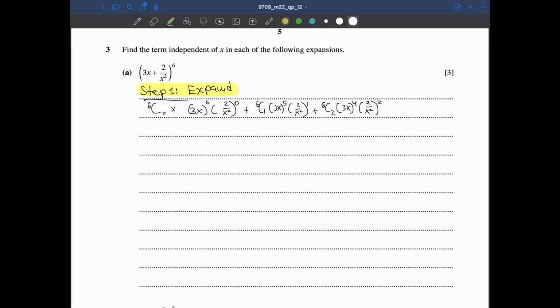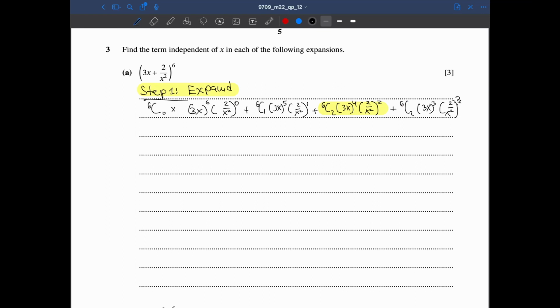Let me just correct this. Okay, it's this one, because we have 3x to the power 4, and then we have 4 over x to the power 4. So the x to the power 4s will just cancel out each other. All right, that's our first answer. Not answer, but first step of solving the equation, kind of. Let's continue. 6c3, 3x to the power 3, and 2 over x squared to the power 3.